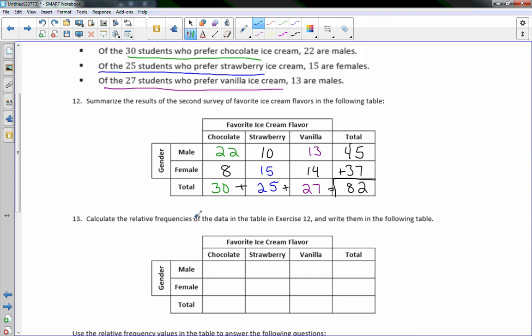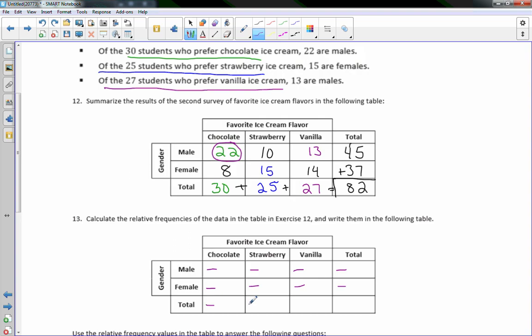So now it says to calculate the relative frequencies of the data in the table in exercise 12. So what we're going to do here is just simply take and fill this in with the data given. We are going to take each value and make that the numerator. So I'm going to have a fraction in each of these. Let's start off by putting a fraction bar in, and we're going to do that for every single one.